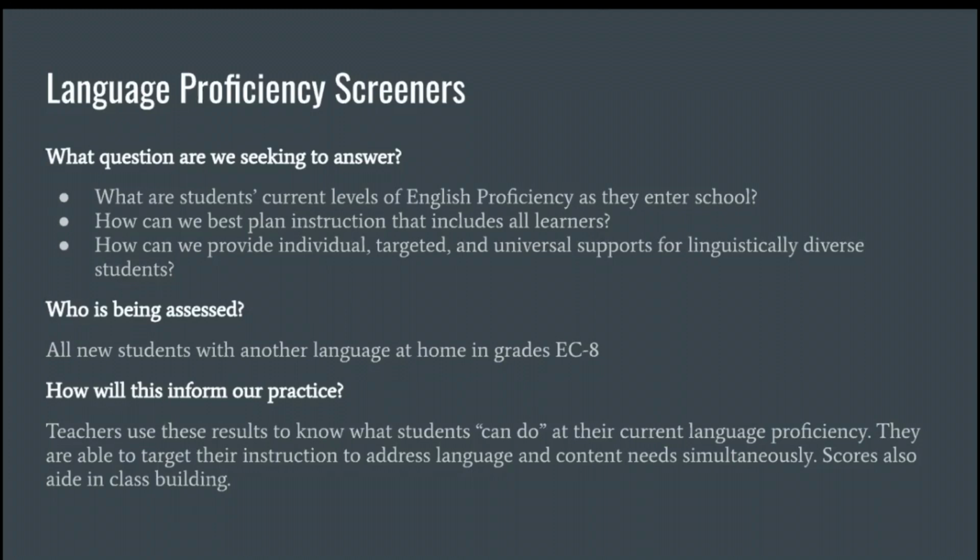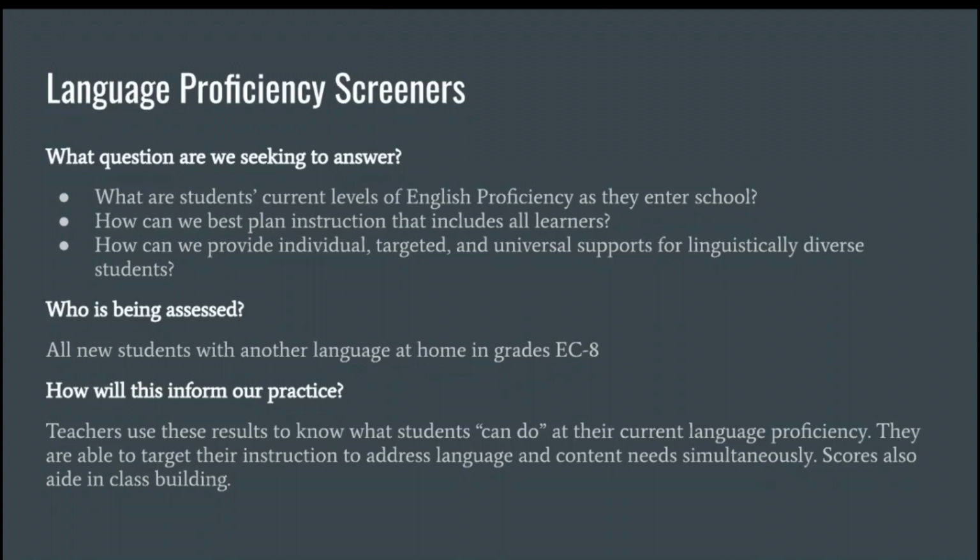So what we mean by that through the lens of inclusion is individual supports are for an individual student, something that benefits just that one student. Targeted supports benefit a group of students within a classroom, and universal supports, which are many EL strategies, qualify as universal supports. They're supports that we put in the classroom that benefit ELs especially, but they benefit all students in the classroom. Essential for ELs, but everyone benefits. Who's being assessed? All new students with another language at home in grades EC through 8, and then kindergarten through 8 on an annual basis.